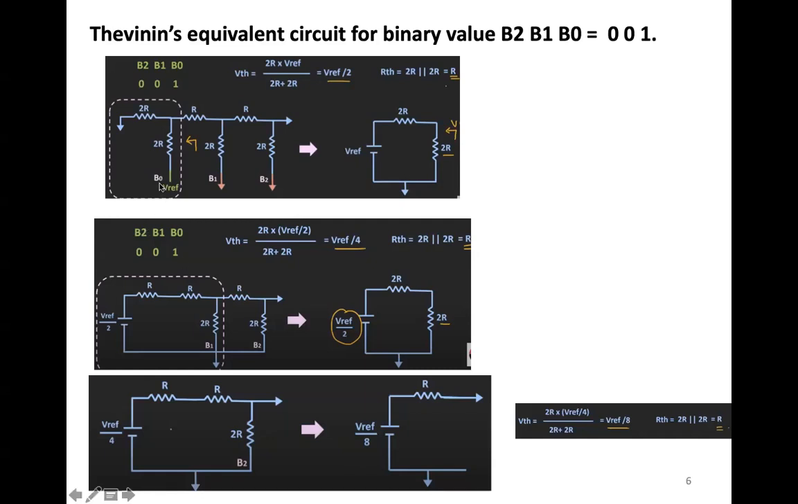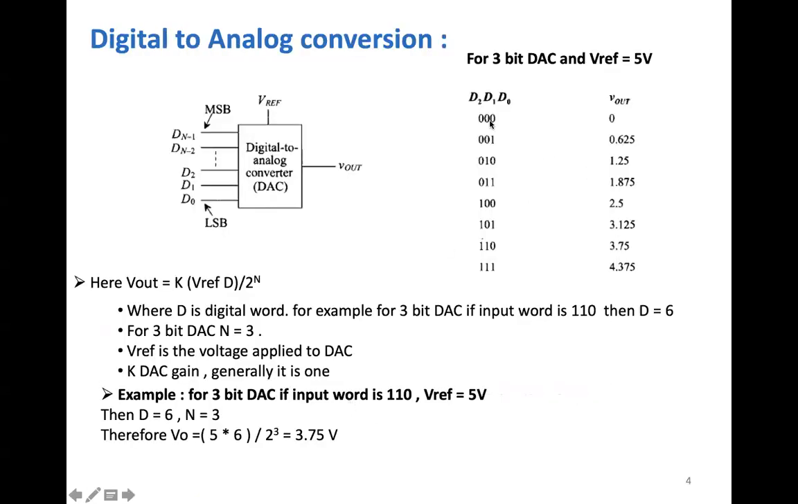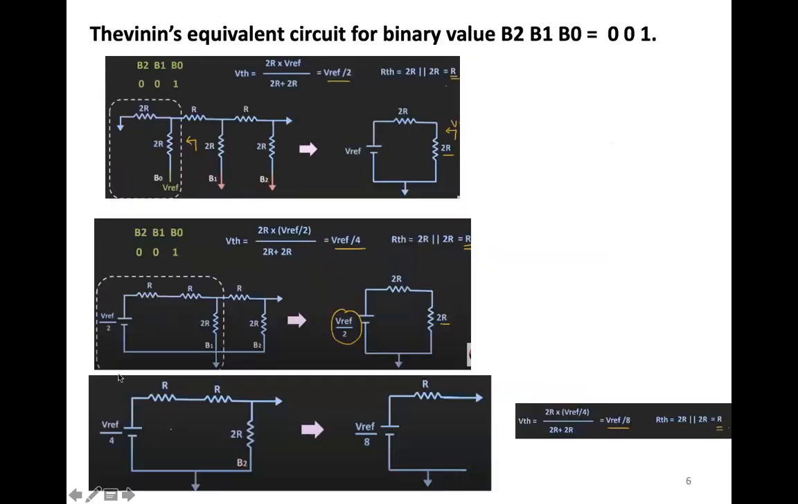So here you can see B0 is here, B1 is here, B2 is here. In the next step, it is only B1 and B2, so V reference divided by 2. In the next step, it's only B2 and it's V reference divided by 4. And in the next step, there's nothing and it's divided by 8. When I say nothing, it means it is 0, 0, 0. So when it is 0, 0, 1, then it is 0.625. So this is what we saw here.